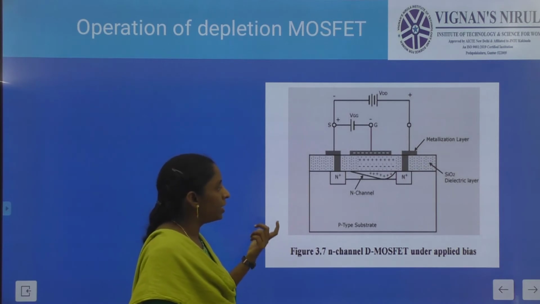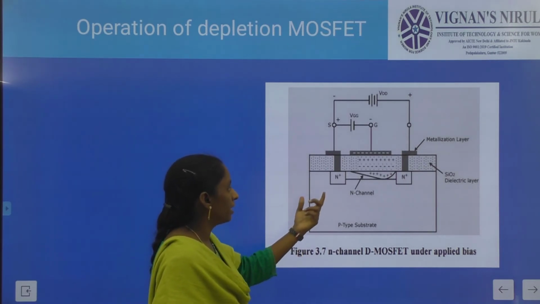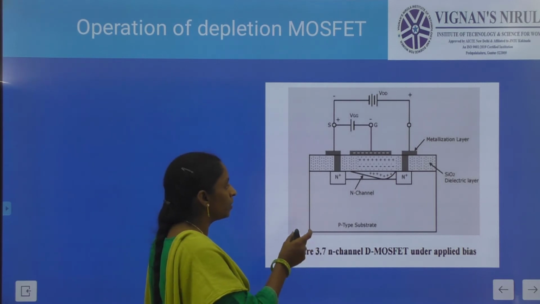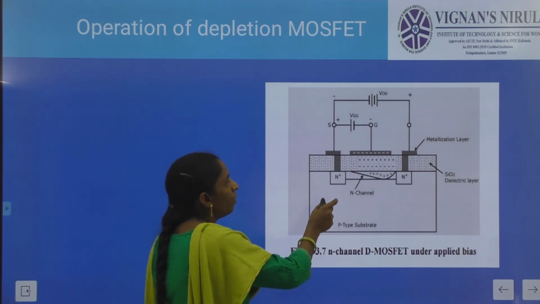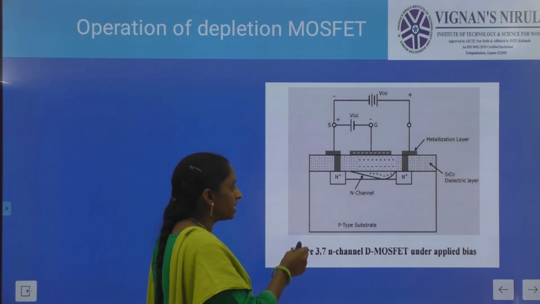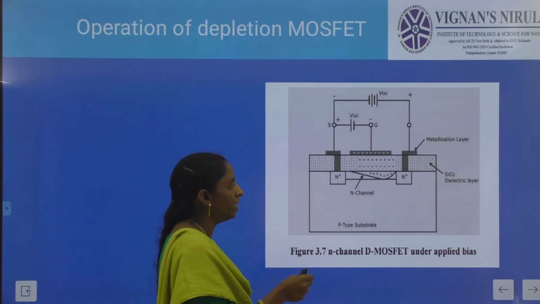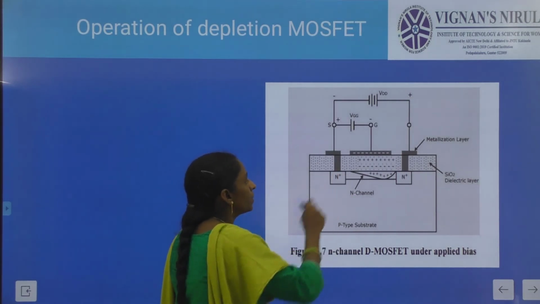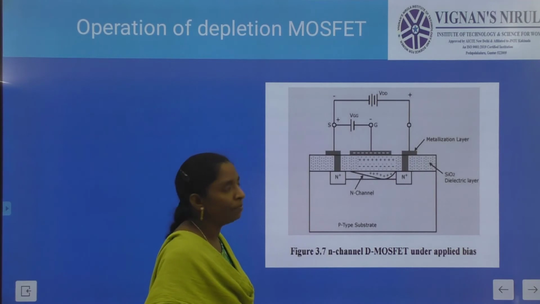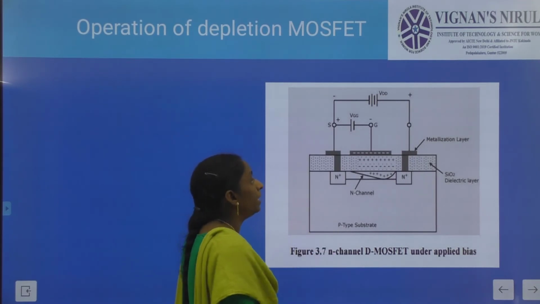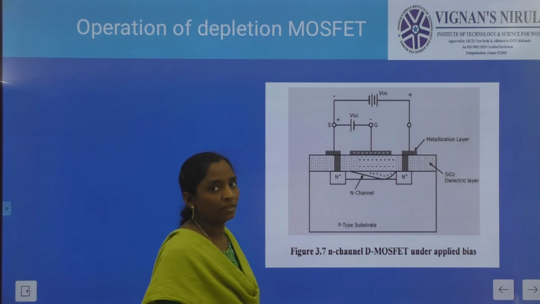If you take the N-channel MOSFET, the drain and source are N plus, N type, and the gate is P type. Okay, is it clear? Here we are considering an N-channel MOSFET. Now we are applying negative voltage to the gate.